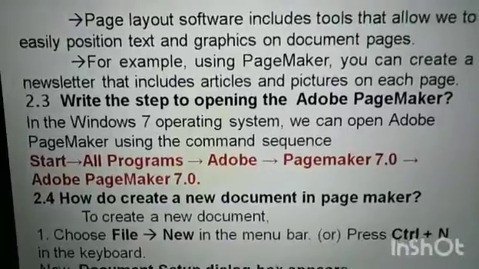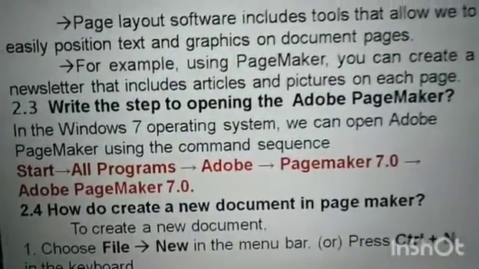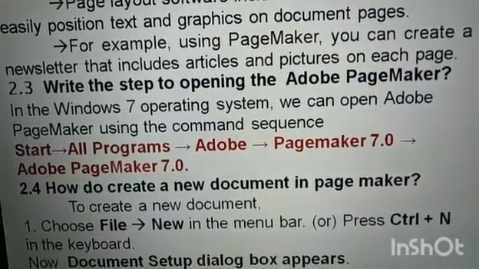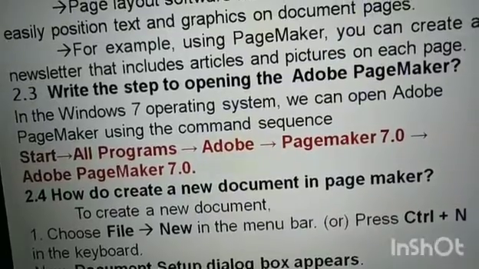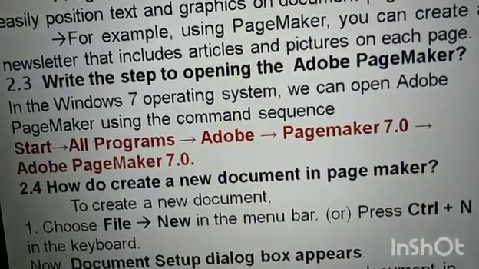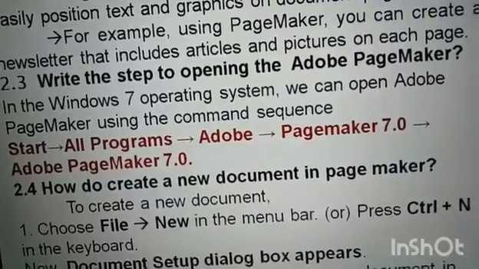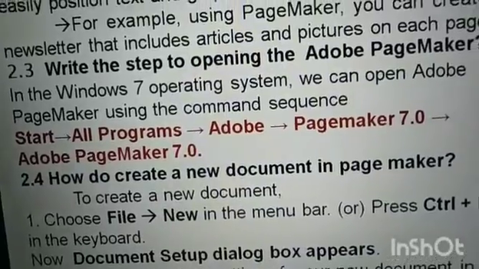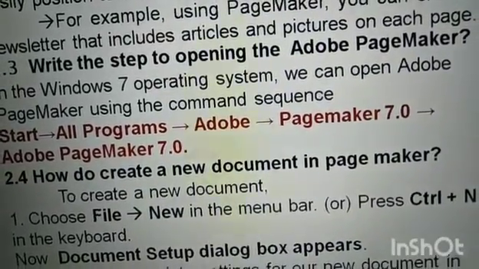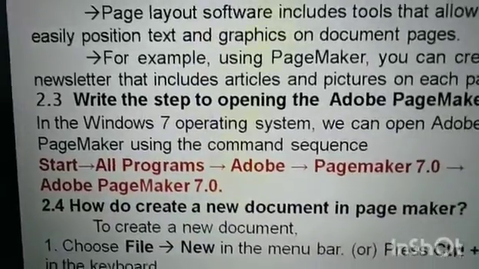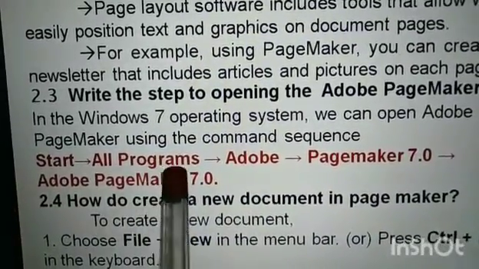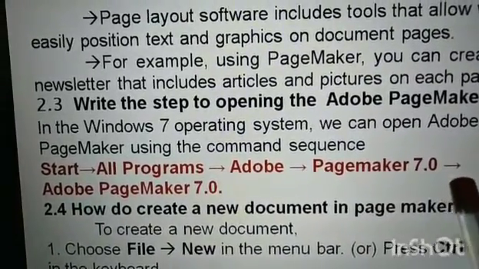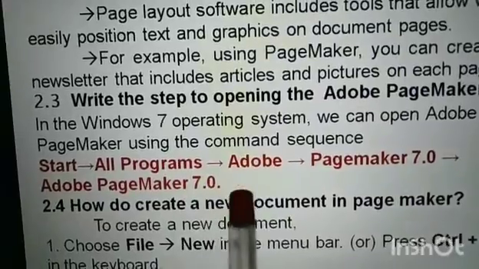Okay. So dear students, in our computer system, how do we open the Adobe PageMaker window? If we use the Windows 7 operating system, we can open Adobe PageMaker using the following command sequence. Click the Start button, go to the All Programs menu, select Adobe, and select PageMaker 7.0, Adobe PageMaker 7.0.